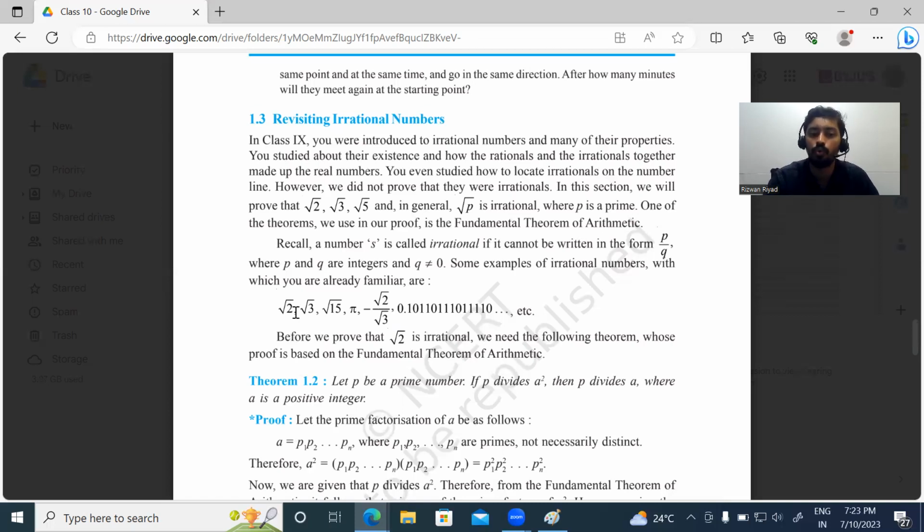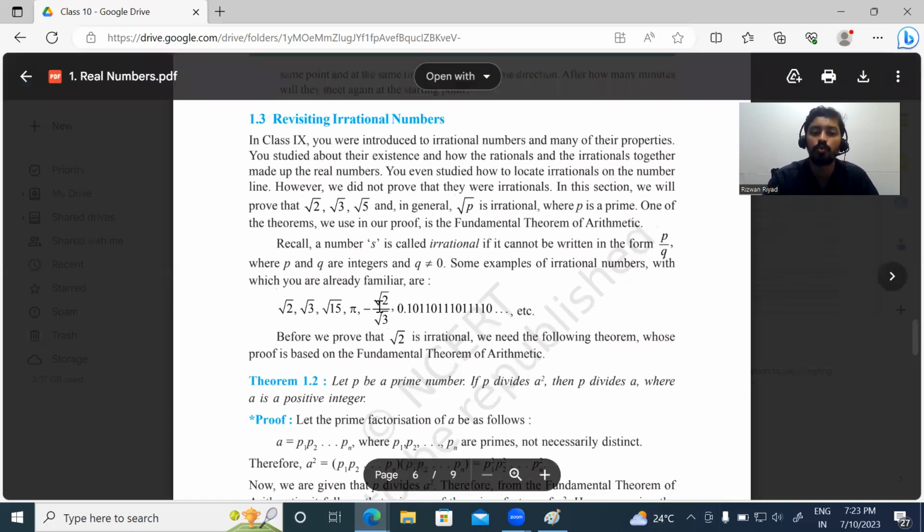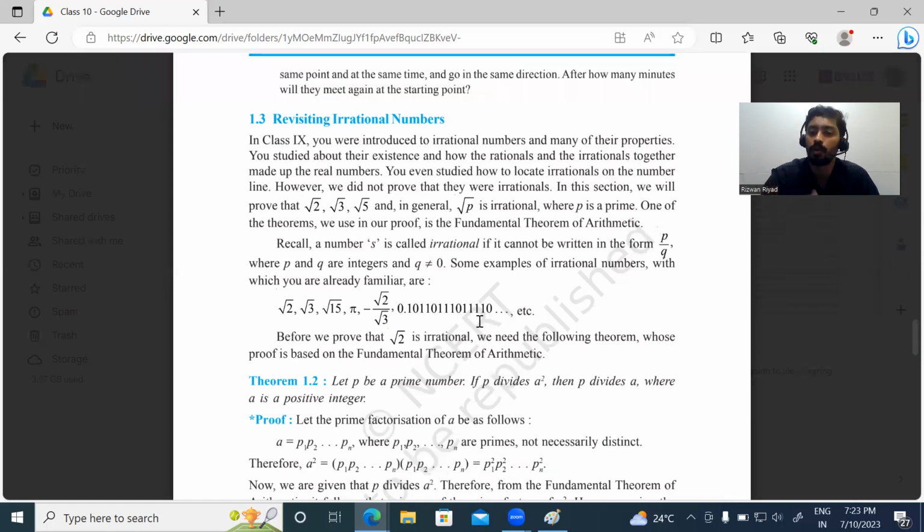For example, root 2, root 3, root 15, pi, minus root 2 by root 3. All these are irrational numbers. We cannot represent these numbers in p by q form. These things we have discussed in the earlier classes. But still we didn't prove that root 2, root 3, or root 5, such numbers are irrational. How can we prove that?